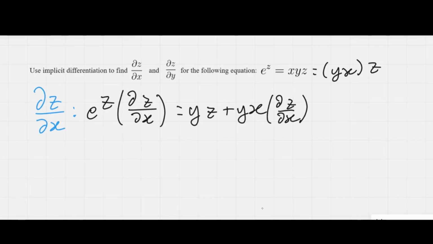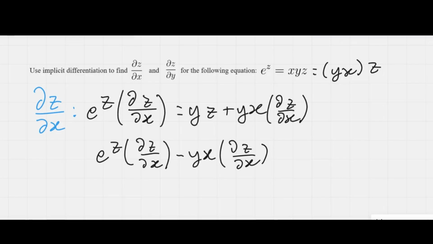Now we have to solve for the partial derivative of z with respect to x. Right now we have one term that doesn't contain that, and we have two terms that do. So I'll bring them onto one side. And so what ends up happening is that we have e to the power of z multiplied by del z over del x minus yx del z over del x being equivalent to yz.